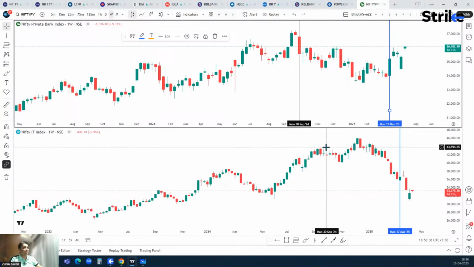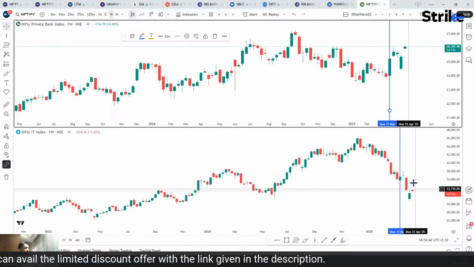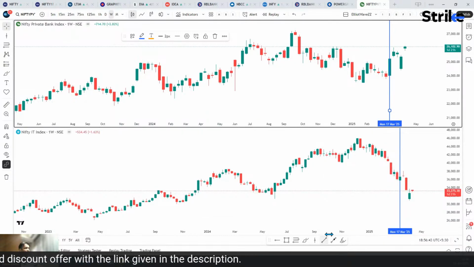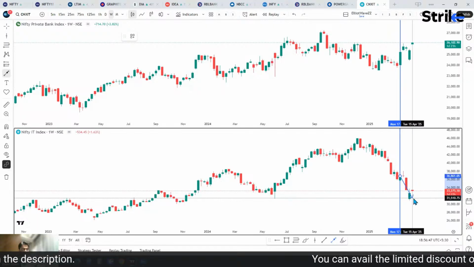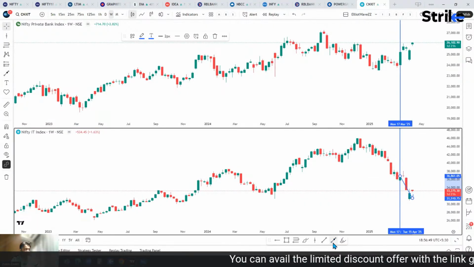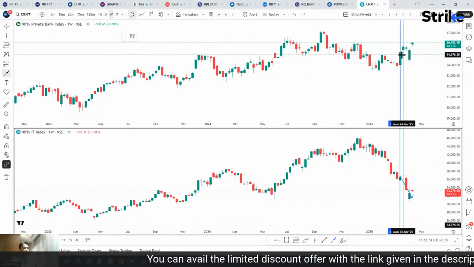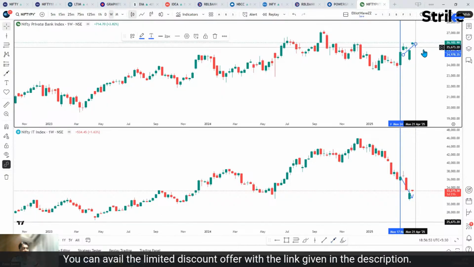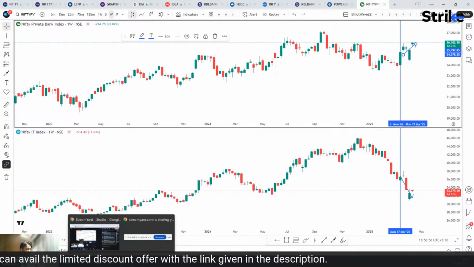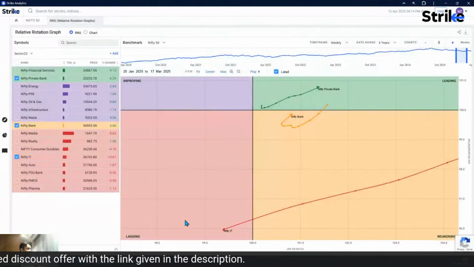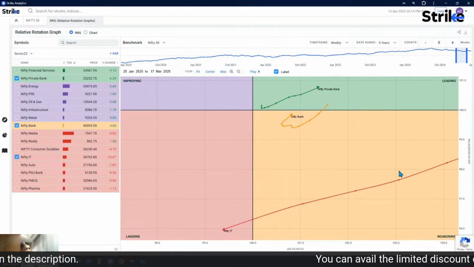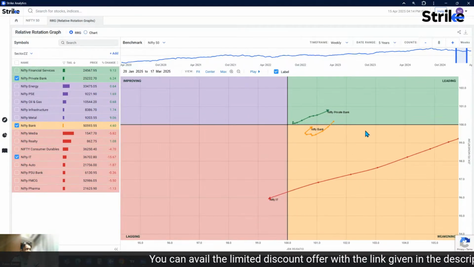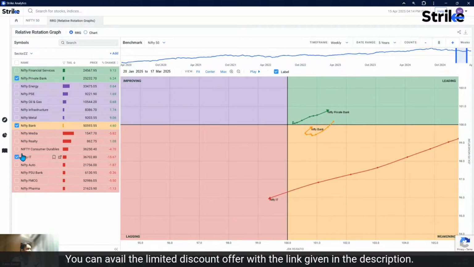So here, what happened was, when you saw that IT was going into the lagging quadrant, the IT index actually fell down in the last 4 weeks, whereas the private banking index remained up. Around 4 to 5 weeks ago, when you saw something like this, you could have exited IT and got into the banking index. And this is not only this time, you can also see this.